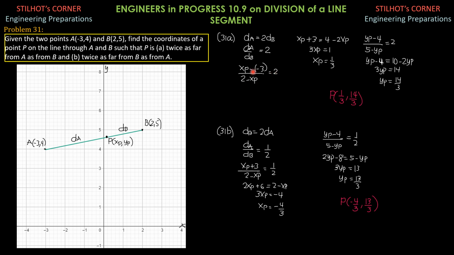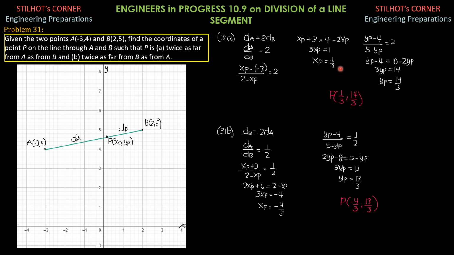So this is reduced to xp plus 3. After we cross multiply, equals 2 times 2, 4. Then 2 times negative xp, negative 2xp. xp plus 2xp is 3xp. 4 minus 3 is 1. Therefore, x sub p is 1/3.